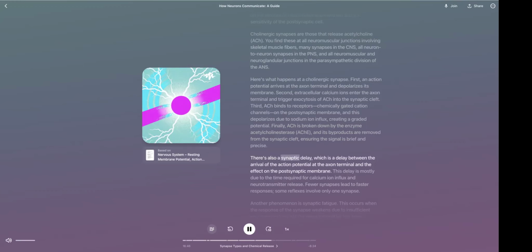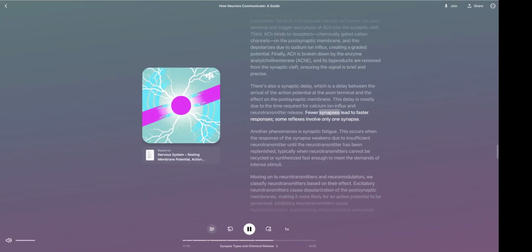There's also a synaptic delay, which is a delay between the arrival of the action potential at the axon terminal and the effect on the postsynaptic membrane. This delay is mostly due to the time required for calcium ion influx and neurotransmitter release. Fewer synapses lead to faster responses. Some reflexes involve only one synapse. Another phenomenon is synaptic fatigue. This occurs when the response of the synapse weakens due to insufficient neurotransmitter until the neurotransmitter has been replenished, typically when neurotransmitters cannot be recycled or synthesized fast enough to meet the demands of intense stimuli.